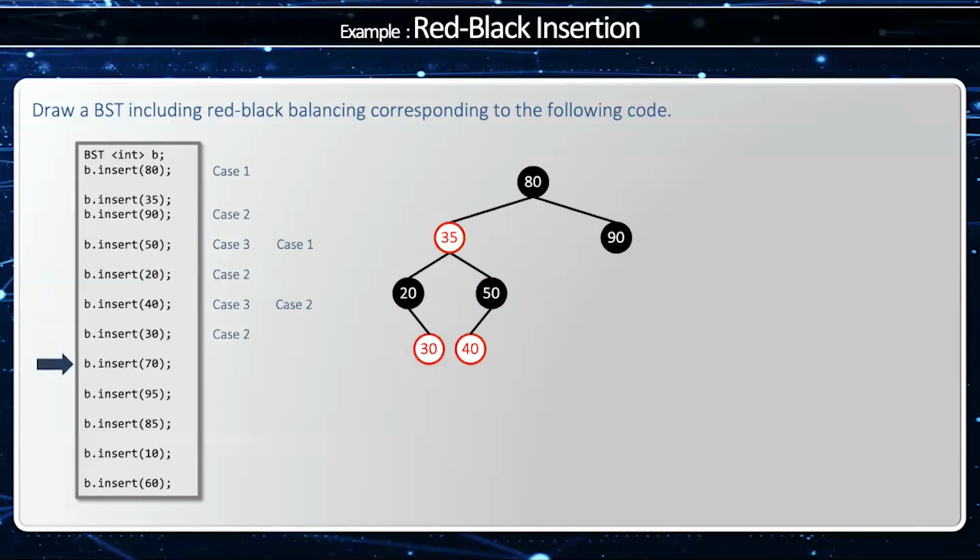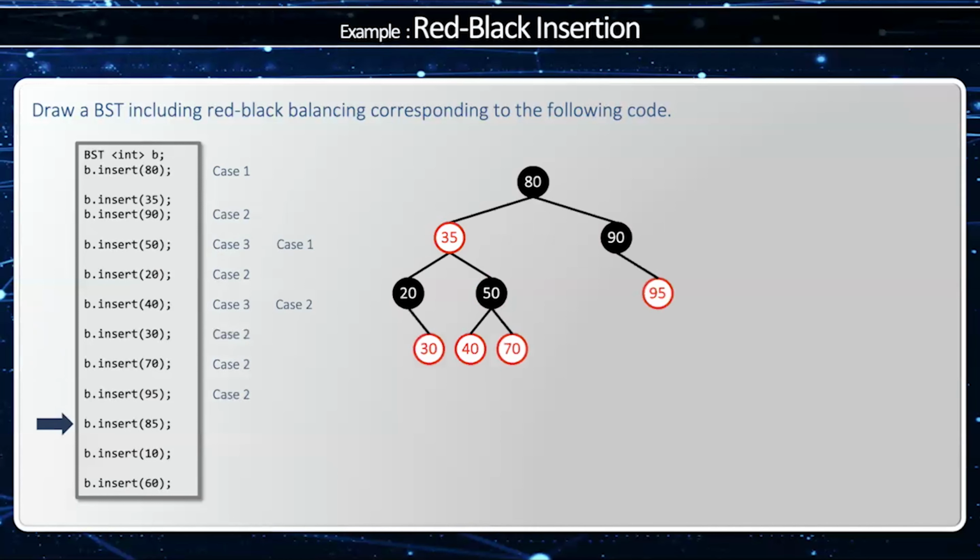Now I'm going to insert 70. 70 is less than 80, greater than 35, and greater than 50, so it goes to the right of 50. My parent is black, it's case 2, and I'm done. Insert 95. So it's going to be right of 90. It's going to come in as red. My parent's black, I'm done.